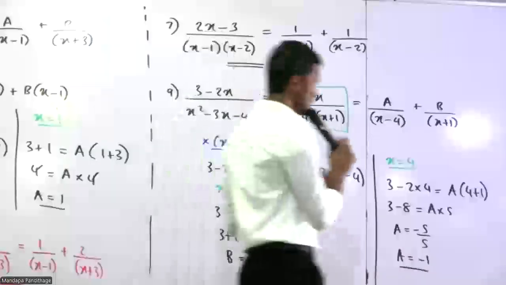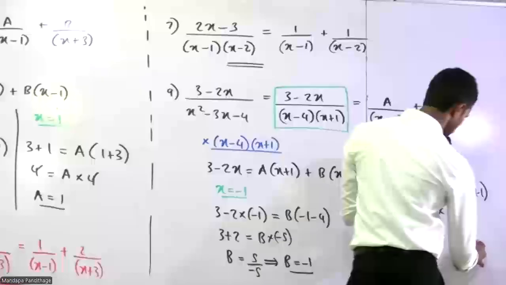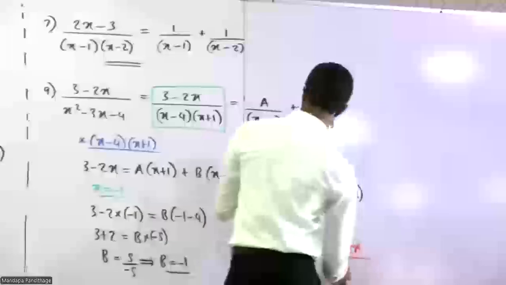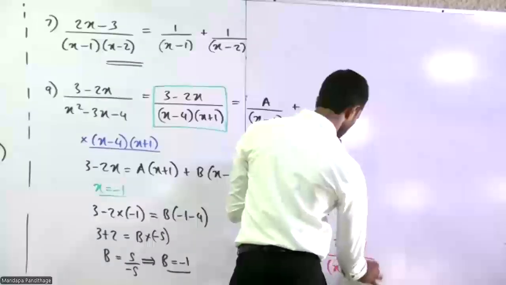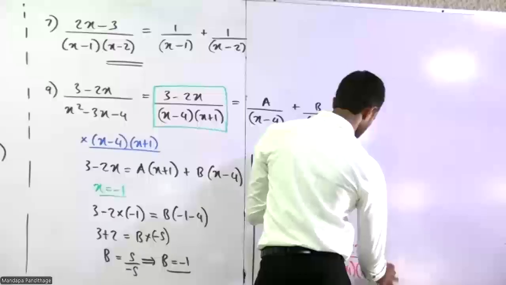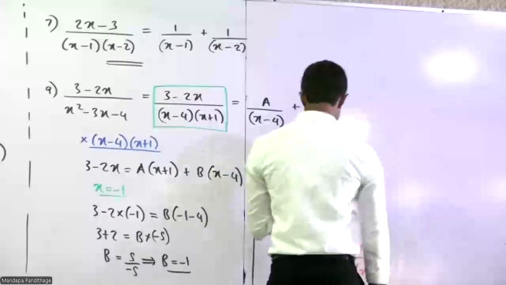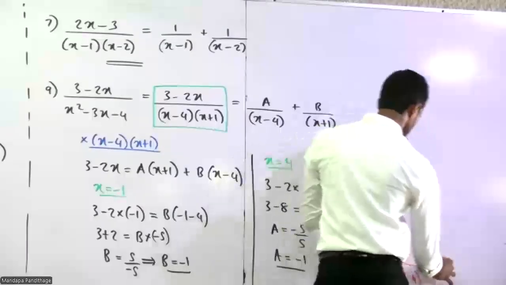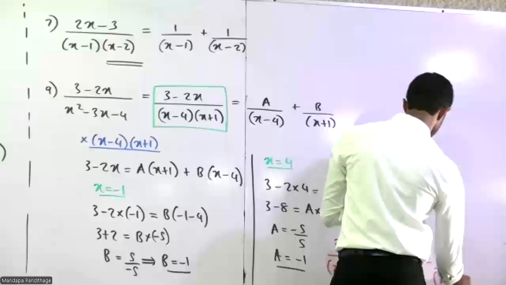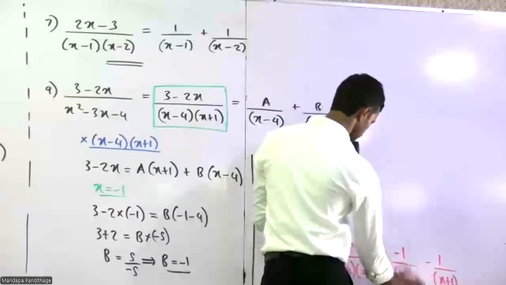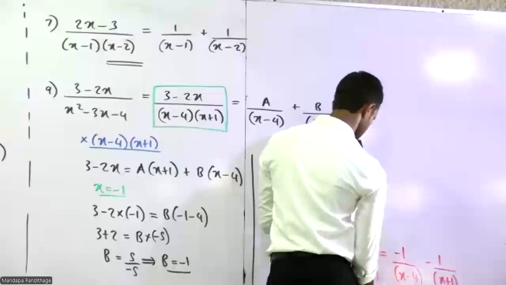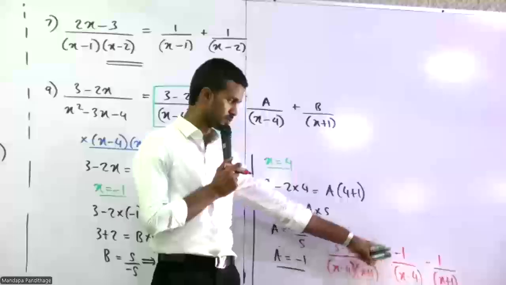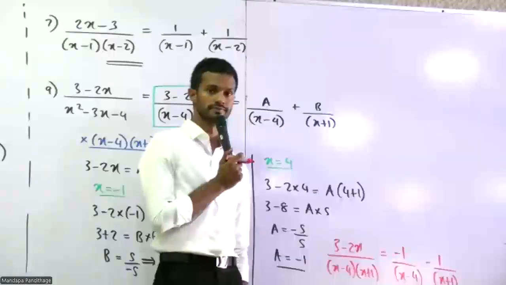So then you can write the final answer. It's 3 minus 2x divided by x minus 4, then x plus 1. This is equal to, what is a? Both is -1 over x minus 4, -1 over x plus 1. Okay, hands up who got this ninth one? -1 over x minus 4, -1 over x plus 1.